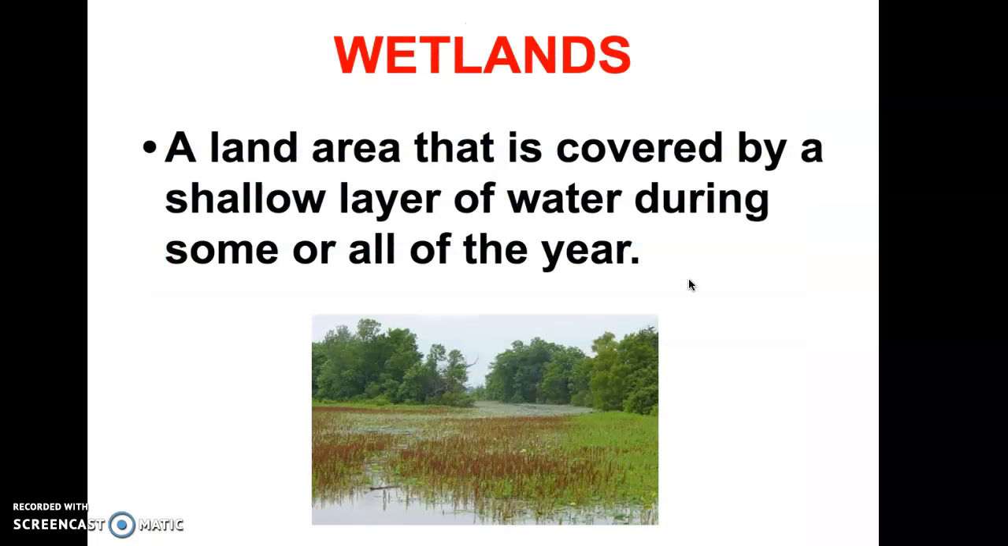We've got our wetlands, which is an area that is covered by a shallow layer of water during some or all of the year. It only has to be there for like 14 days out of the growing season, which is not that much. Wetlands are protected. Like I said, we're going to talk more about them. They're nature's filters, so they're really good for getting the pollutants out of the water, as well as they provide a habitat for many plants and animals.